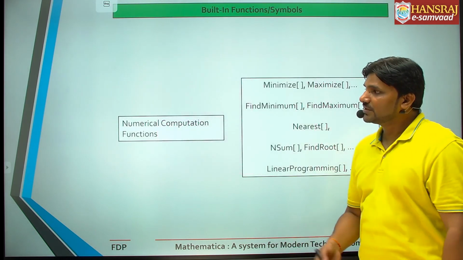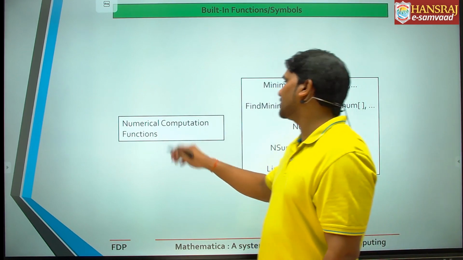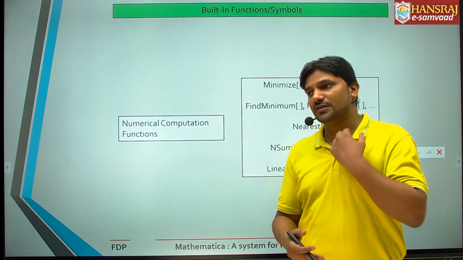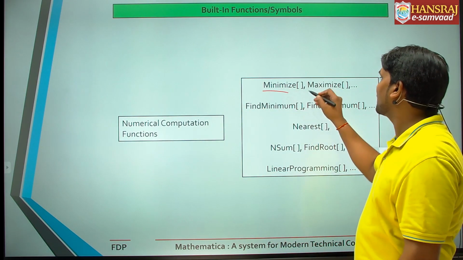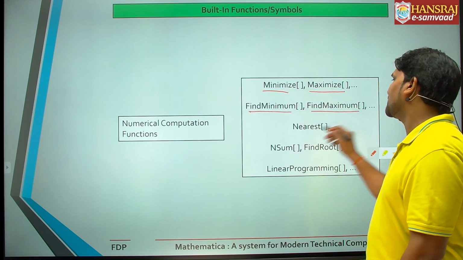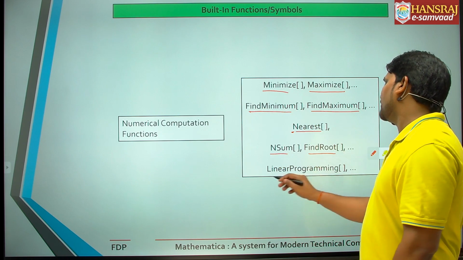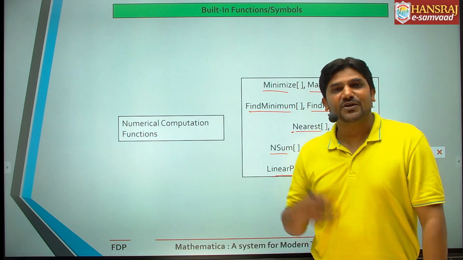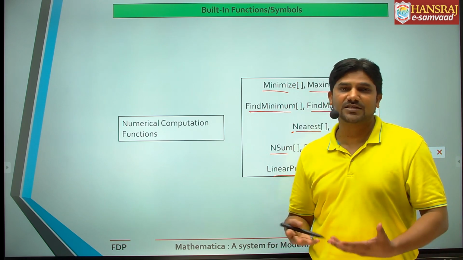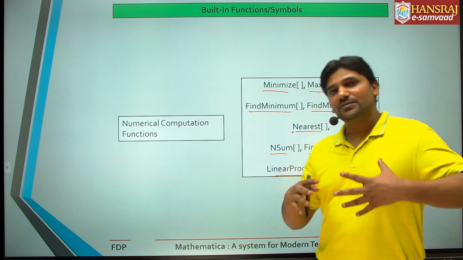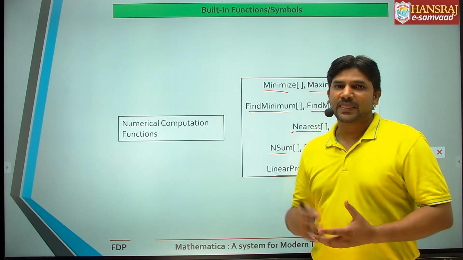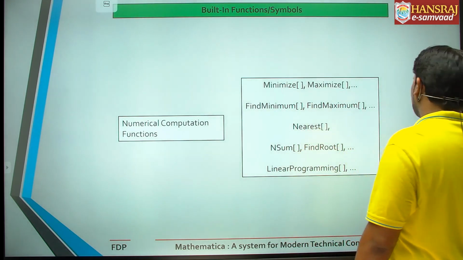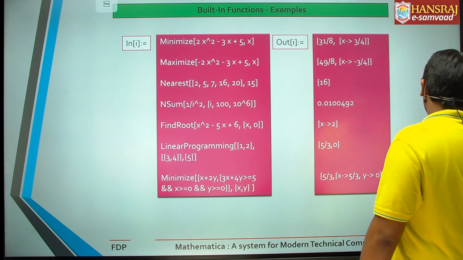Other built-in functions are numerical computation functions. Numerical computation functions mean that you need to work on finding the minimum value, the maximum value, finding minimum, finding maximum, nearest, and also find root, linear programming. Basically in mathematics you use all these types of functions or functionality to get your answer in your calculus or real analysis, or linear programming also. So you can directly use all these functions to make your output efficient. And some examples for that are here, and you can easily understand that.